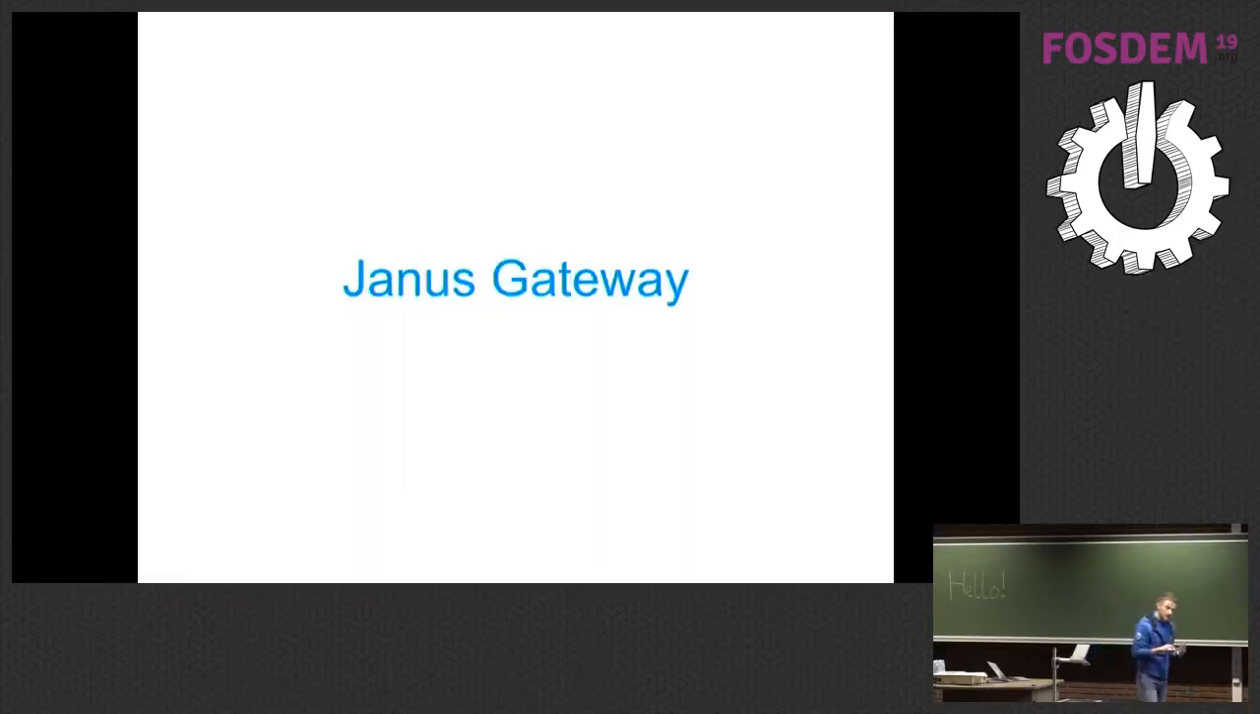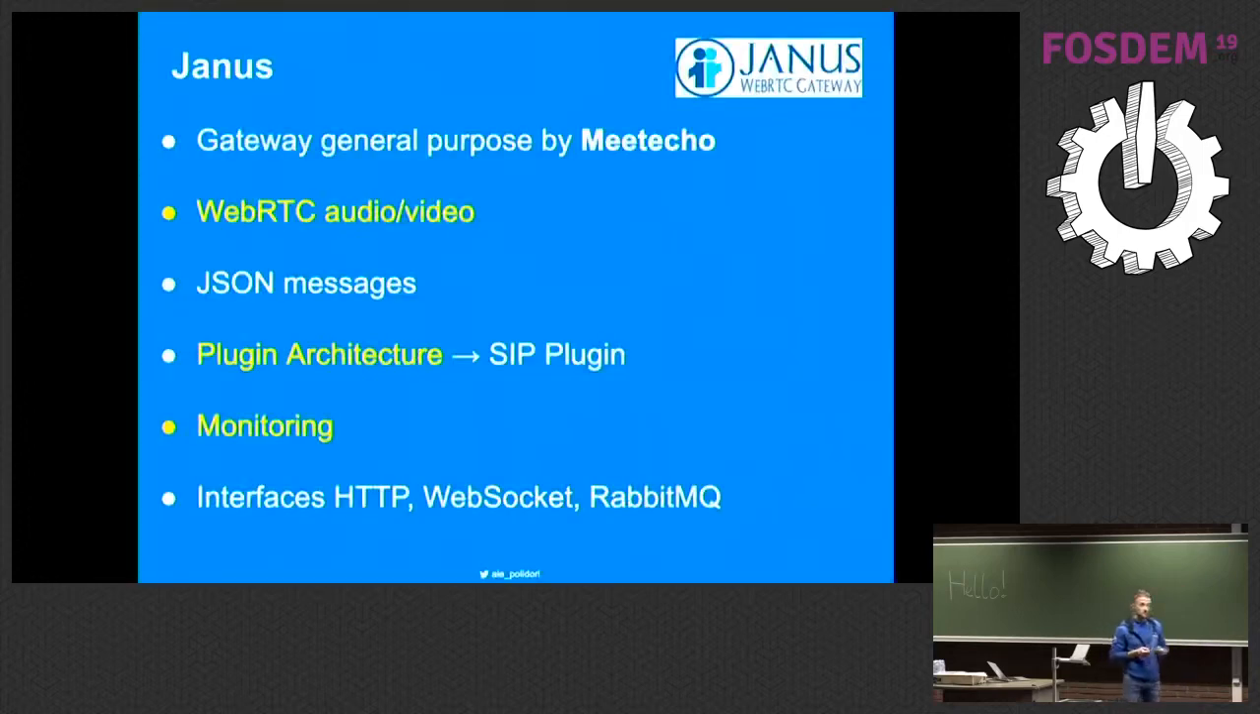Okay, over the years, we decided to switch the implementation of the SIP phone to using Janus Gateway. We're going to see this implementation. Janus is a general purpose gateway made by the Meetecho company, and it's a WebRTC gateway. It uses the JSON standard format for message exchange. Its architecture is made of plugins. We have used only the SIP plugin, but other plugins exist, of course. It provides some interfaces for communication and other tools for monitoring that are very important in production.